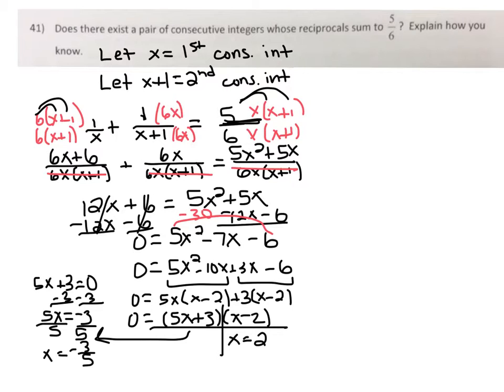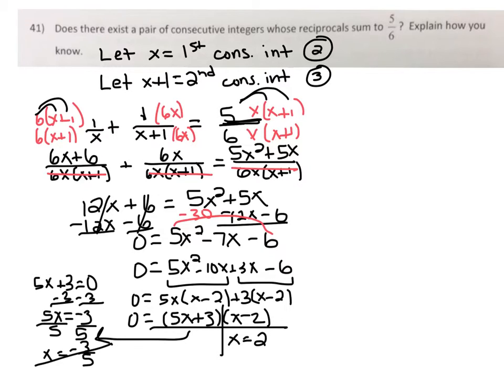Now, let's just reread the question and logically think about which answer makes sense. So the question says, does there exist a pair of consecutive integers? So an integer, this fraction right here is definitely not an integer. So we could take that and cross that right off. So it looks like this here would be our integer. So since x represents the first consecutive integer, our first consecutive integer is going to be 2. And x plus 1, so 2 plus 1, is 3.